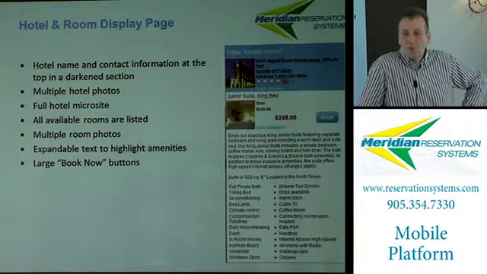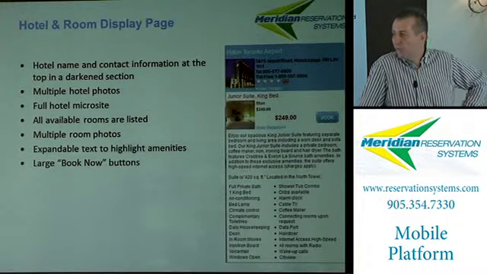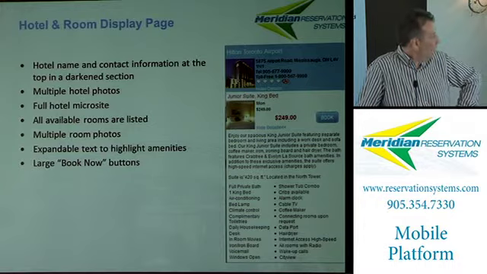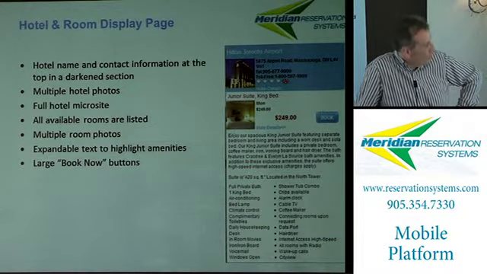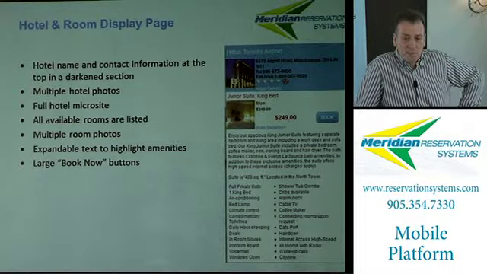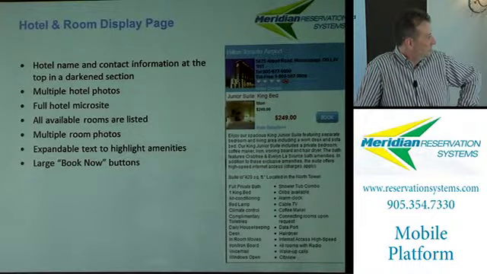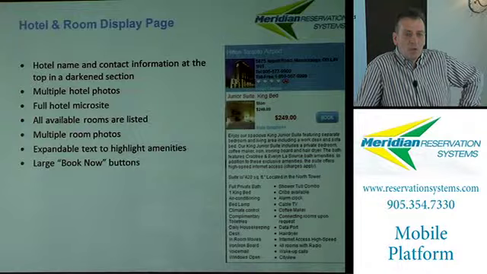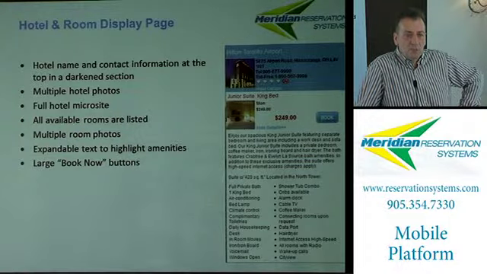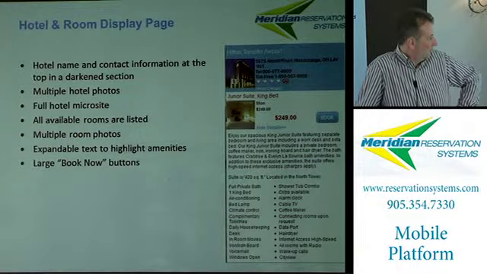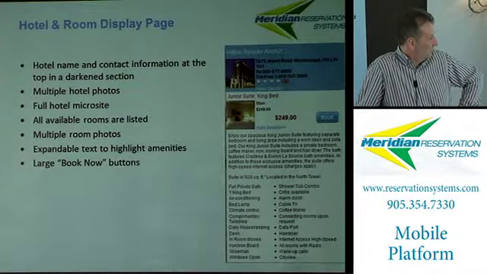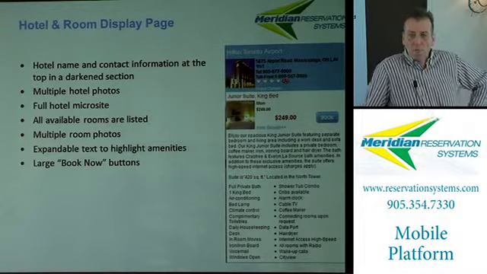All the rooms which are for sale in the desktop version will be available on the mobile system as well. And you can click on that show details, hide details to see all the full amenities at that specific property. Go ahead and click on the room photos. And you'll see all the pictures which have been loaded into that specific room code displayed. And once again, there's always a large book now button.